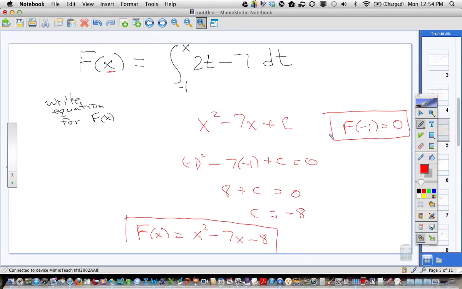Do the antiderivative with a plus c. This is your initial condition. I think it's really good to understand both of them when you do it.